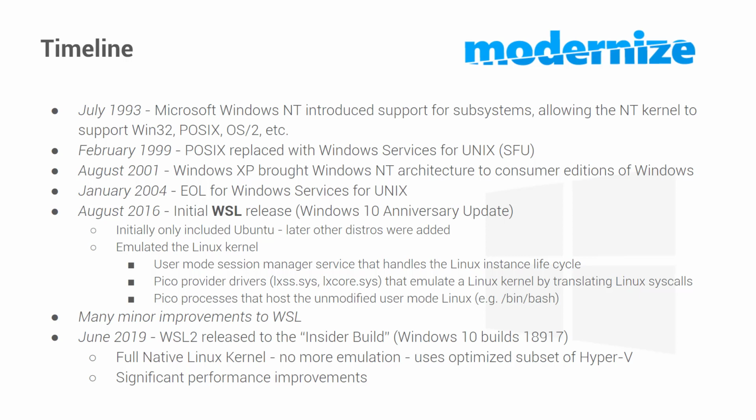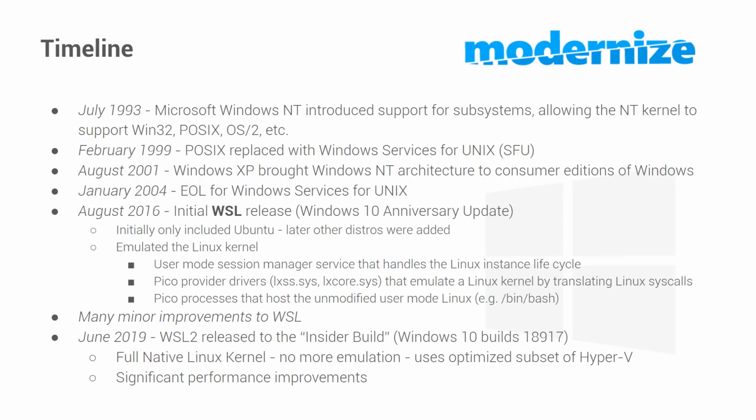In 2001 is when XP came out. XP was important because prior to XP, we had Windows 3.1, Windows 95, Windows 98, Windows ME, and those were a separate consumer-oriented OS, where you had Windows NT in this other grouping that was a separate technology, separate from the consumer version. XP combined those together, which gave you all the functionality of NT in the consumer version of Windows. In 2004, they end-of-lifed the Windows Services for Unix and it was no longer around anymore.